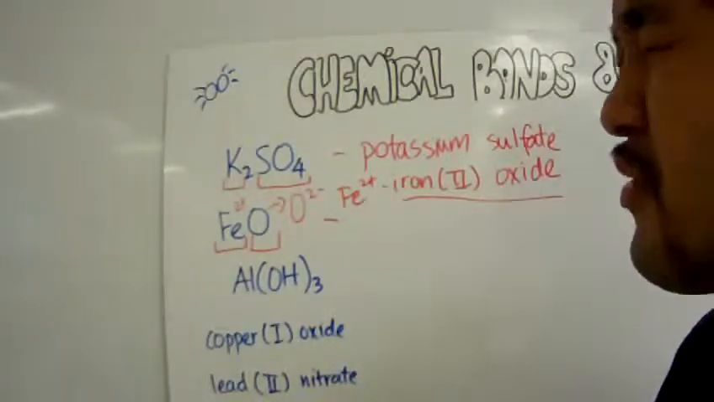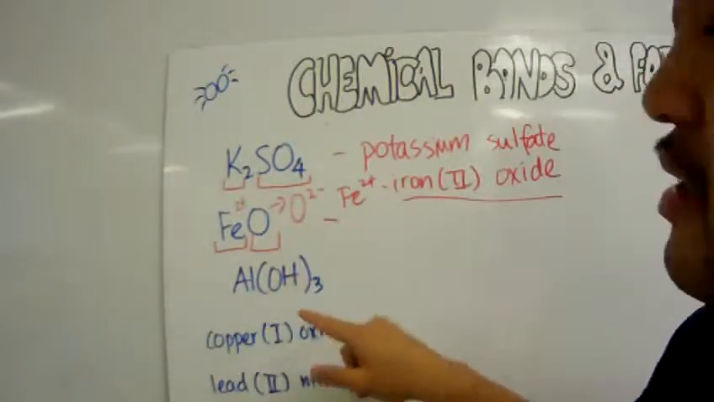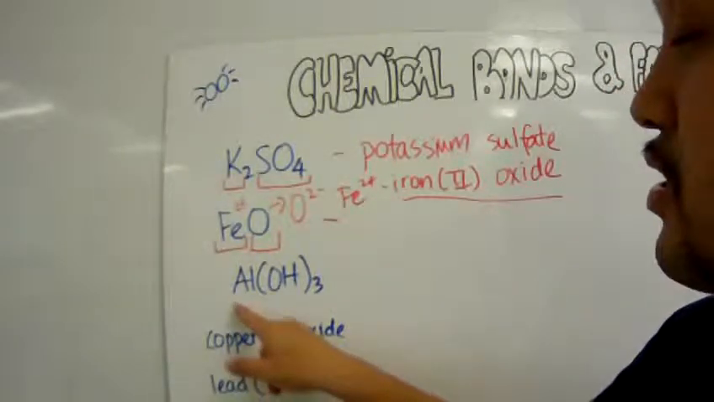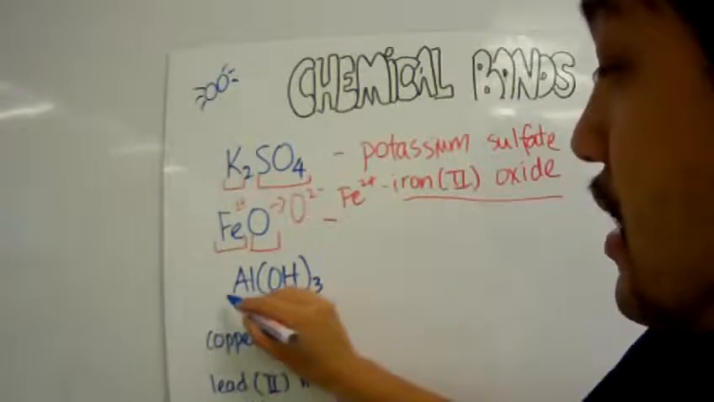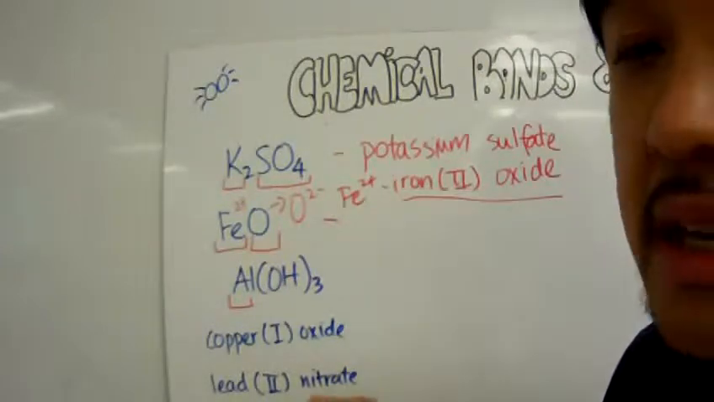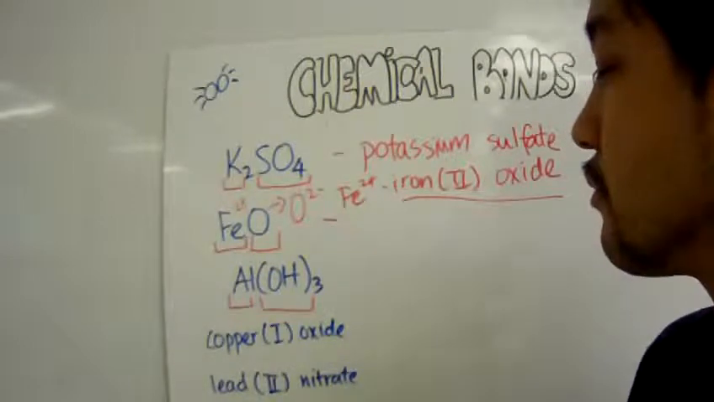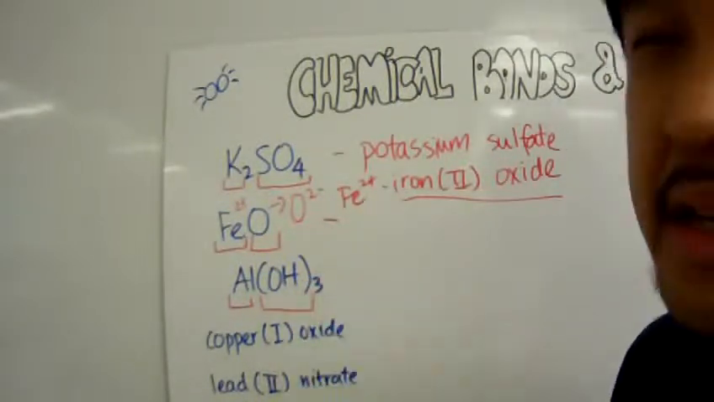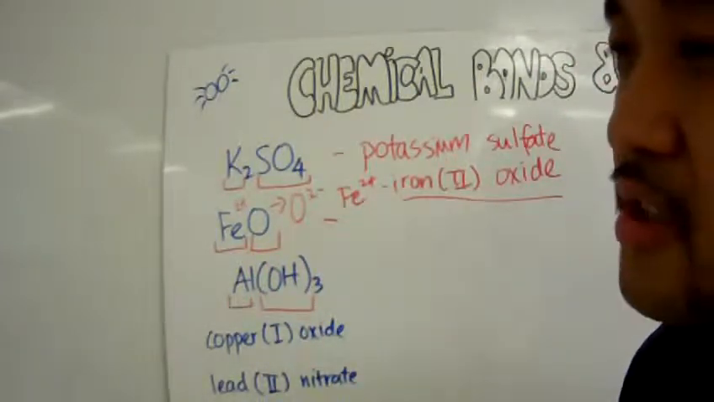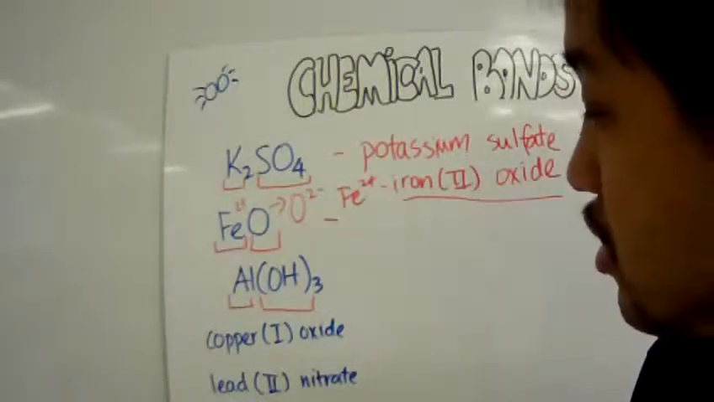The third one, we have Al, and then parentheses or brackets with a 3. What we can determine is that this must be the cation, and this will be the polyatomic anion. The reason there's a bracket written around the OH is because OH is the polyatomic ion. What is OH? It's hydroxide. We know that now.